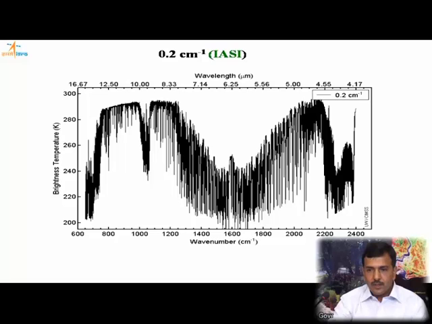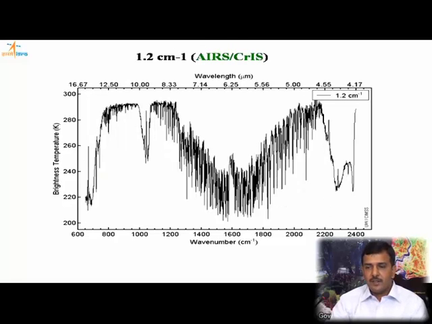So we can derive much more information about the temperature profile, the water vapor profile, and the ozone profile. If we move on to 1.2 centimeter inverse resolution, if we decrease the resolution of the hyperspectral measurement, so from 0.2 to 1.2, here you can see that much of the information is getting averaged. Many of the rotational lines are getting averaged, and the signal is predominantly from the vibrational lines. So there are only a few strong rotational lines which we can see here. So this is the AIRS and CrIS hyperspectral sounder.